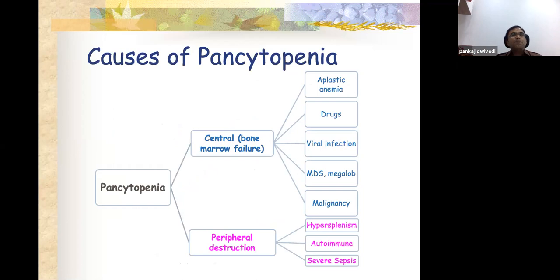With this, we will go to the causes in detail. So pancytopenia, you have diagnosed on your CBC, you have seen your peripheral smear. It could be central because of bone marrow failure, as we have seen, as well as peripheral destruction. So you know central, now it's like a revision sort of thing. Central: aplastic anemia, because of the drugs, because of viral infection, because of MDS, malignancy; or peripheral destruction because of hypersplenism, autoimmune disorders, and severe sepsis. If you go with this chart or the previous chart, you will reach the diagnosis most of the time.